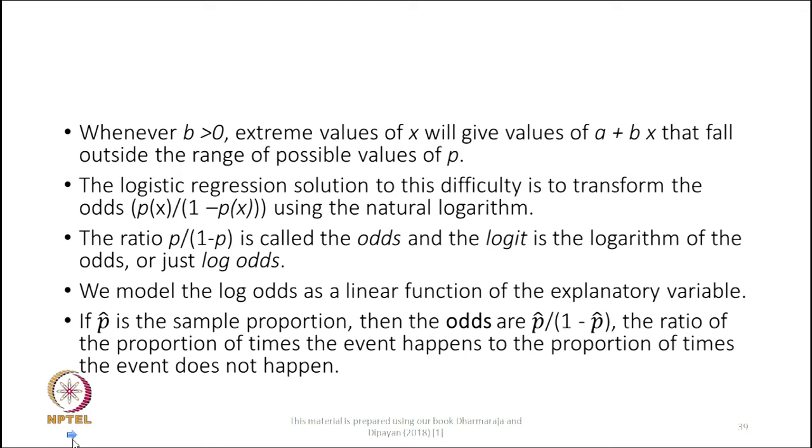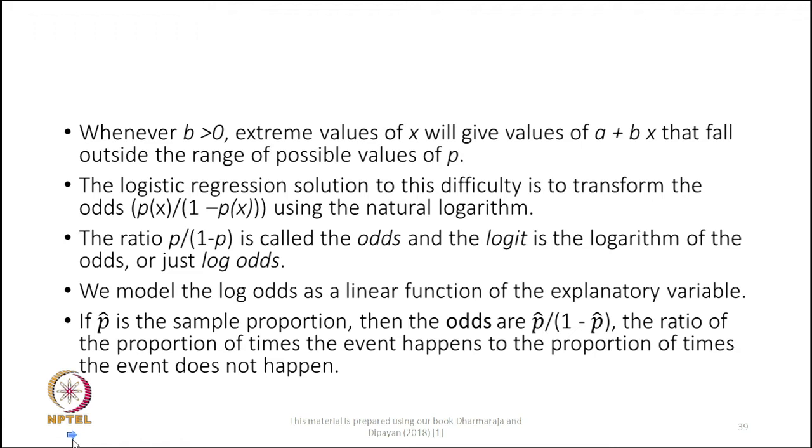The reason is whenever b is greater than 0, the extreme values of x will give values of a plus bx that fall outside the range of possible values of p. P is the probability, and the probability lies between 0 and 1, but whenever b is greater than 0, the extreme values of x will give values of a plus bx that fall outside the range of possible values of p.